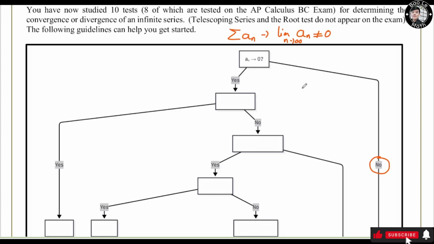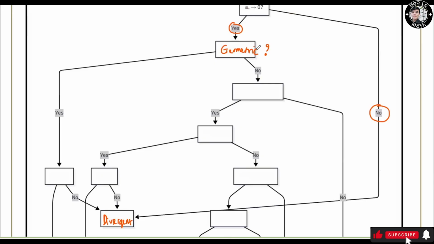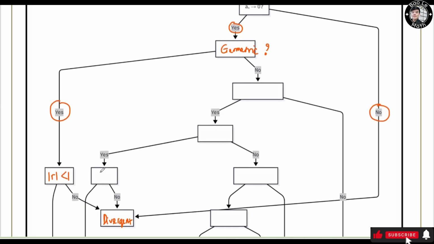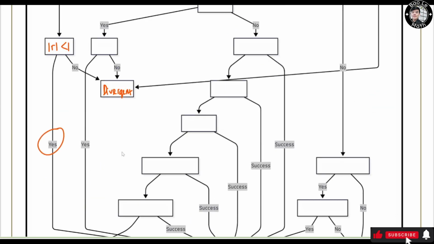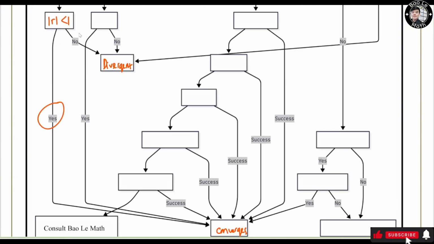Now, if the limit of a sub n when n approaches infinity equals 0, so it's yes, you check to see if the series is geometric. If the series is geometric, you check the absolute value of the common ratio to see if it's less than 1. If yes, the series converges. If no, the series diverges.